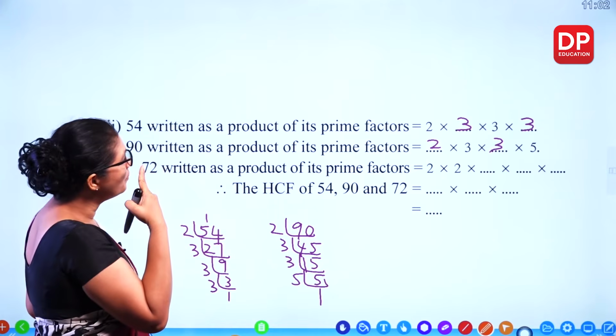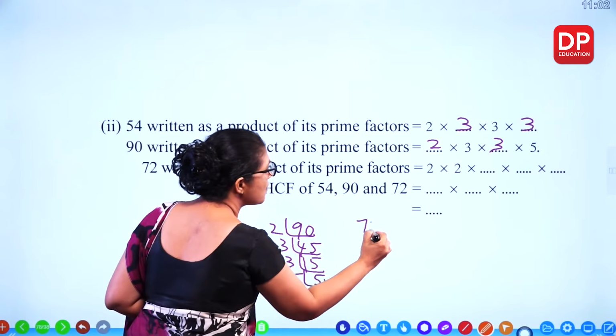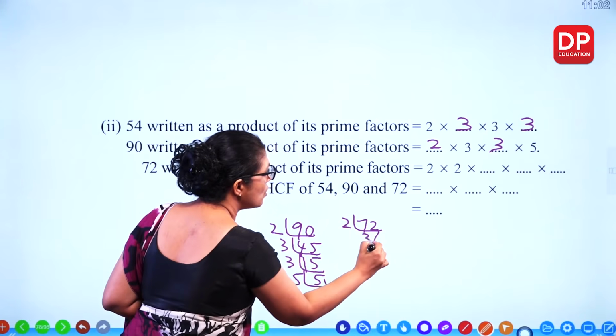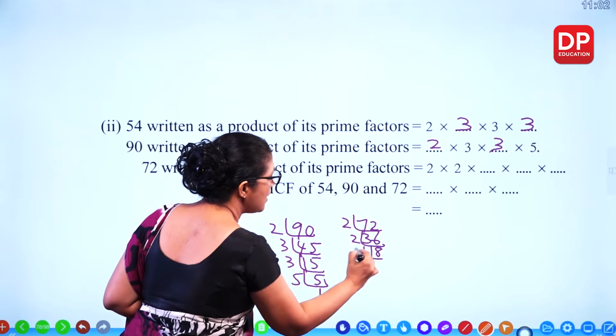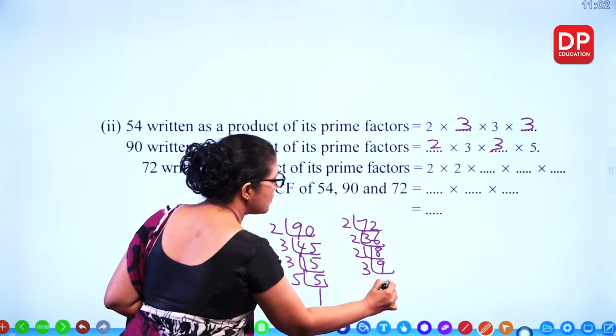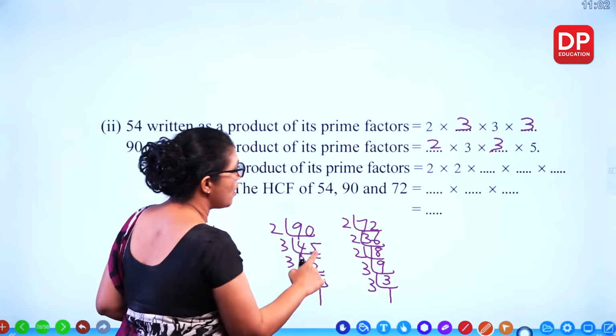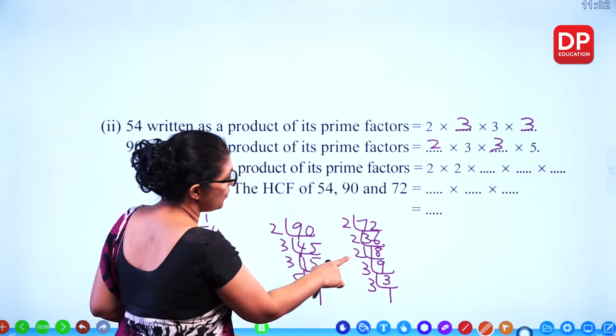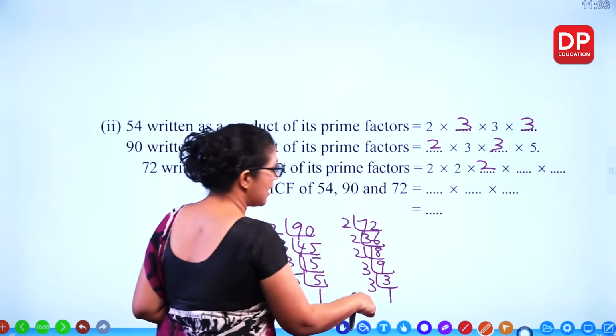And 72, how can you write 72? Divide by 2, divide by 2 again, 2 and 3 and 1. So 2, 3 times and 3 twice.